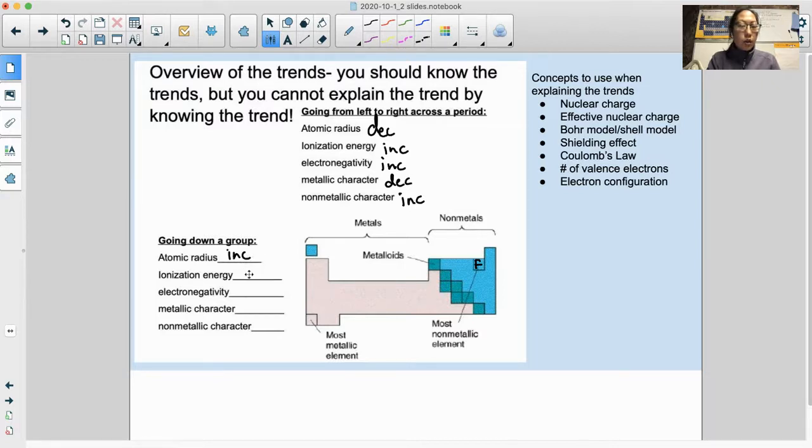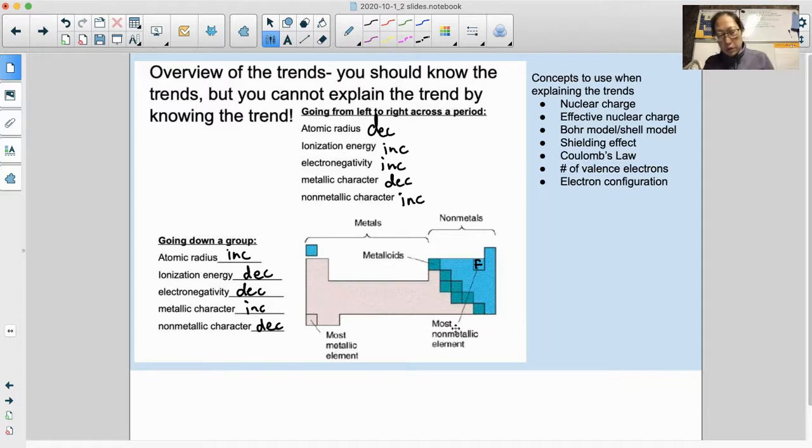The ionization energy, again, with a larger atom with more electrons, your increasing atomic radius, right, means that there's less attractive force between the valence electrons and the nucleus. So ionization energy decreases. Electronegativity decreases. We're getting further away from our fluorine. Our metallic character increases, and our non-metallic character decreases.